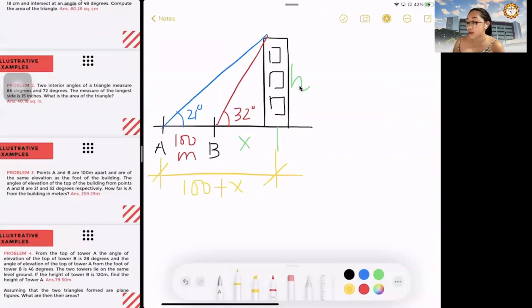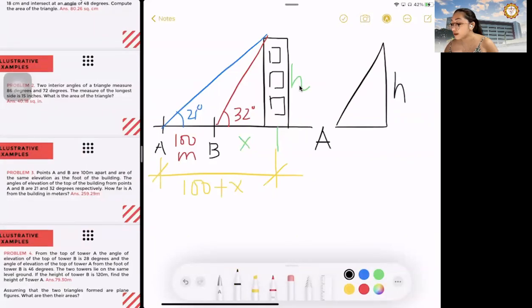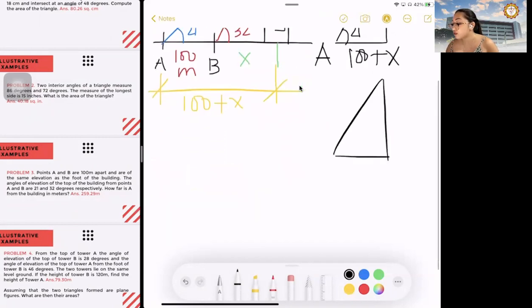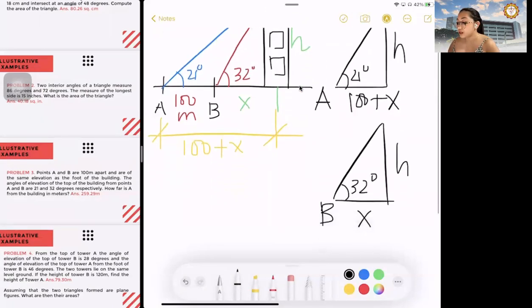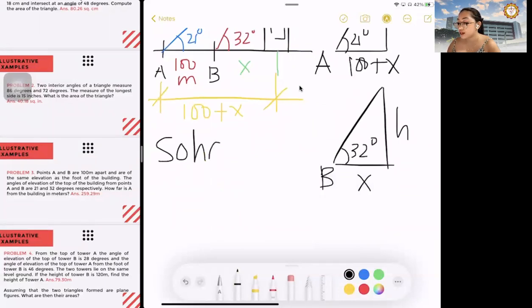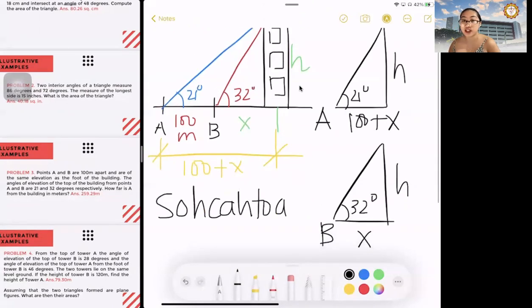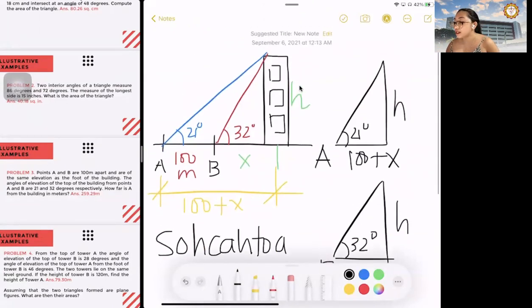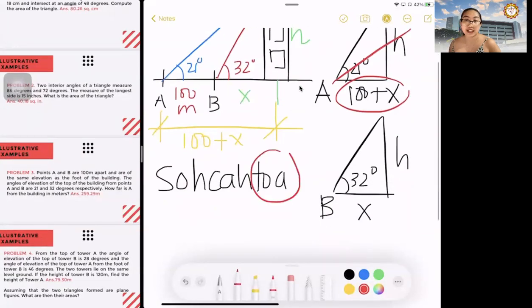So two right triangles are made. The first one is in the view of point A, that's 21 degrees, so we're looking at this base, which is 100 plus X. And the second right triangle formed is from the viewpoint of B, wherein the base is just X. All right, so remembering SOH CAH TOA, which only applies to right triangles, from this angle that is opposite over adjacent. Therefore, that's a tangent, right?